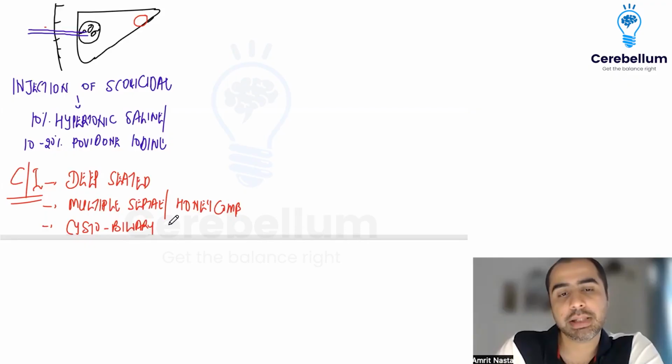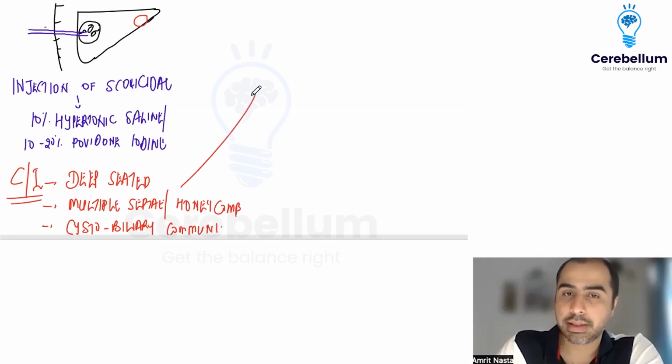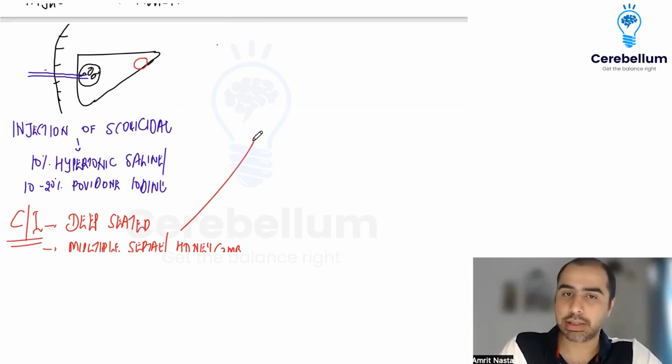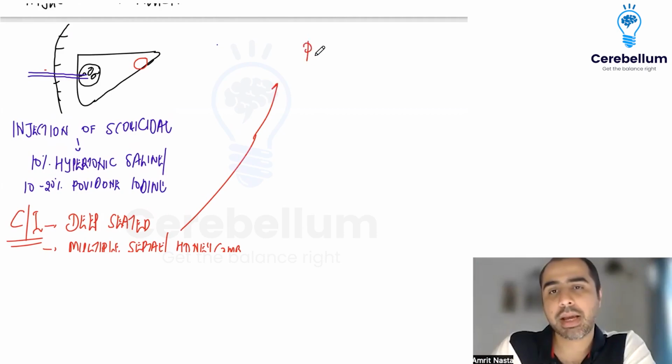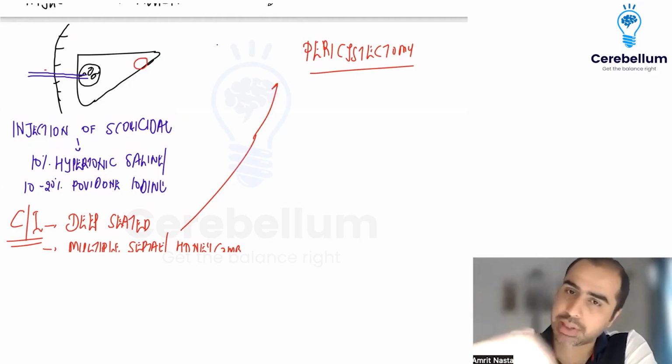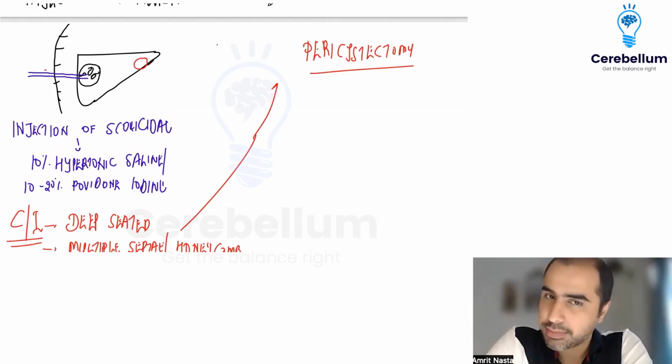If any of these things are there, PAIR is going to be contraindicated, and in this case I will opt for surgical excision. Surgical excision means do laparotomy, see the cyst and remove the full cyst, which is called pericystectomy. That is called pericystectomy, when I'm going to remove the whole cyst from the liver surgically.